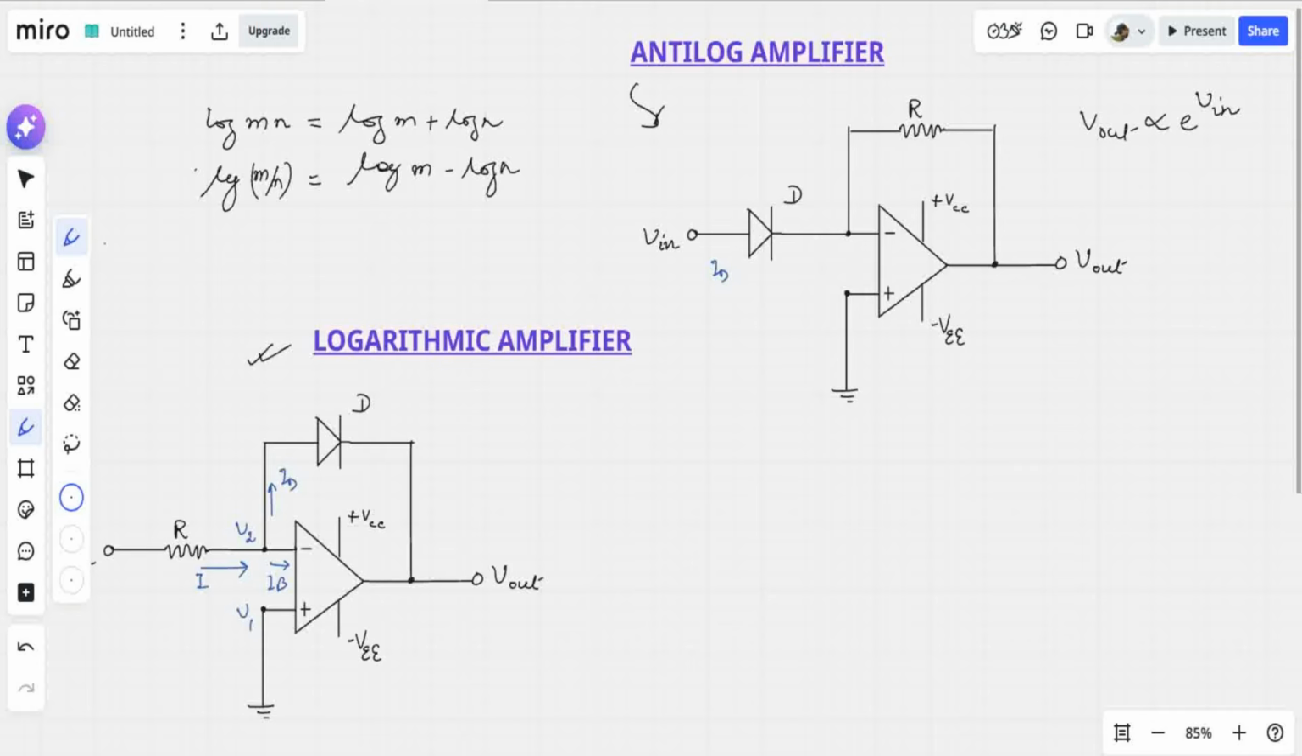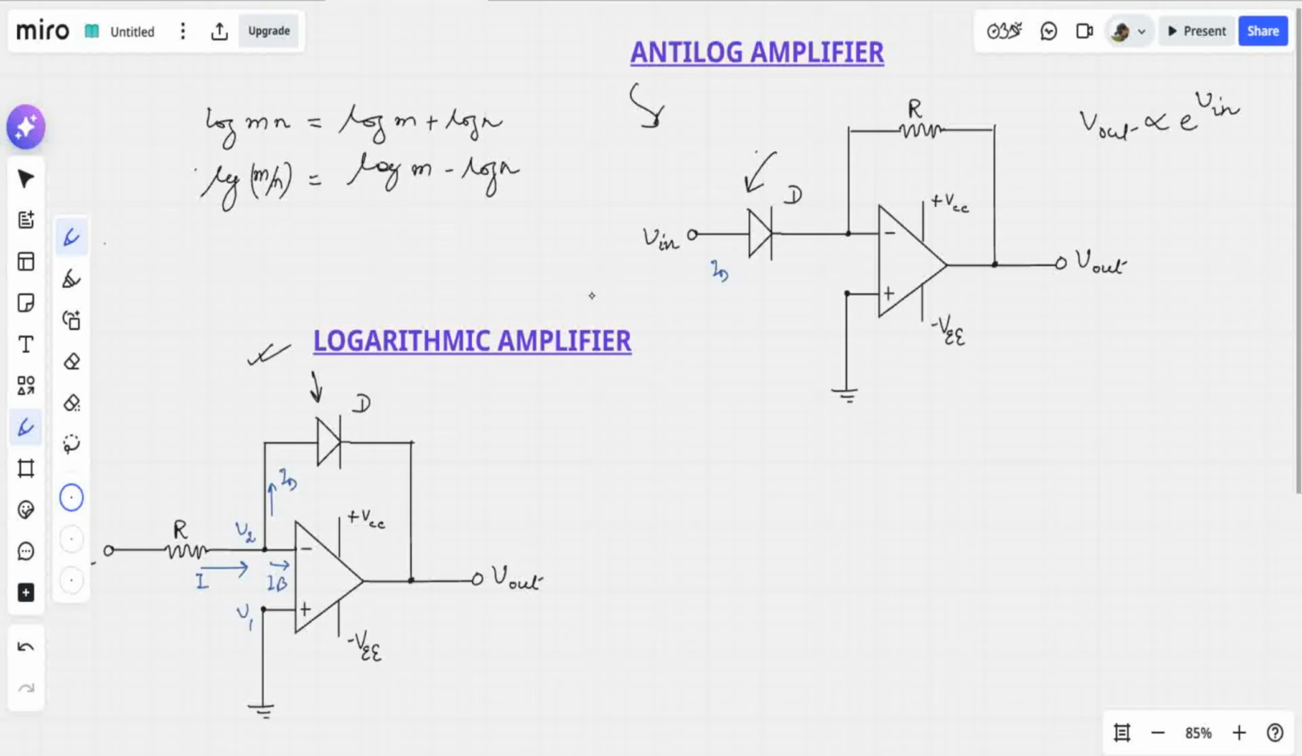Now the circuit structure, if we observe carefully: in the logarithmic amplifier, we place the diode in the feedback path, right? And in the case of the anti-log amplifier, the diode is shifted to the input path. This small change completely changes the circuit behavior. That means just interchanging the positions of R and D will change the behavior of the amplifier. So now moving into the circuit and how it works.